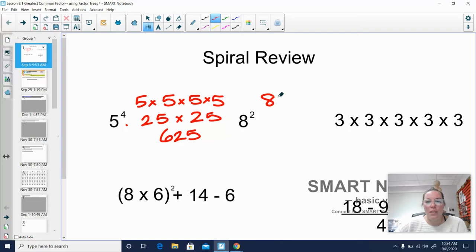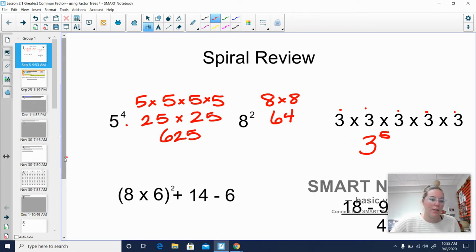8 squared is the same as 8 times 8. 8 times 8 fell on the floor, picked it up, it was 64. Over here, we're going to find out our shorthand version. So 3 is our base because it's the number being repeated, and it's being repeated 1, 2, 3, 4, 5 times. 3 to the 5th power.